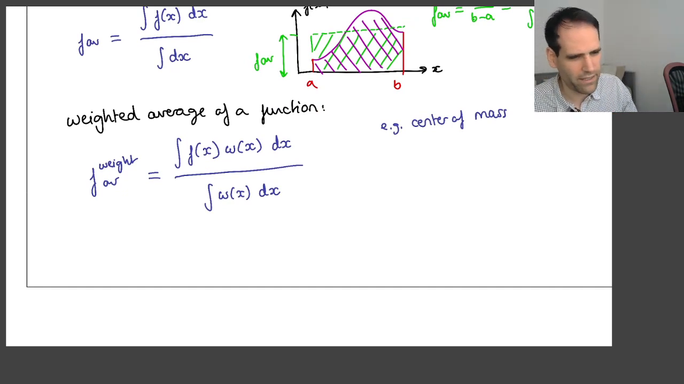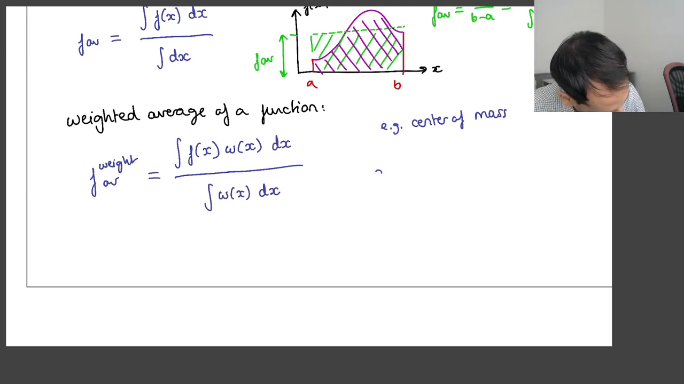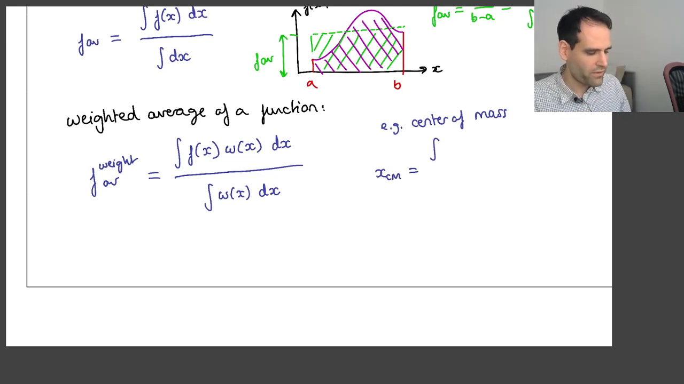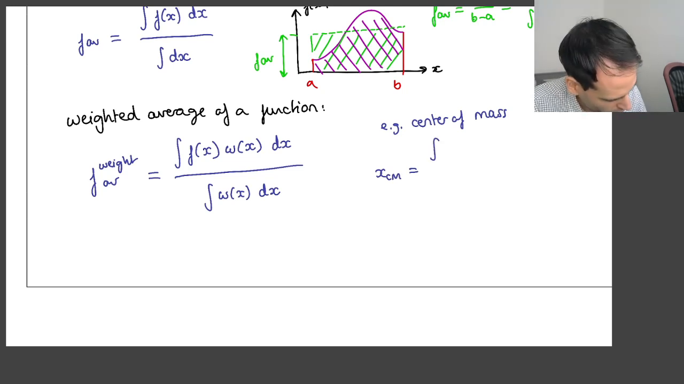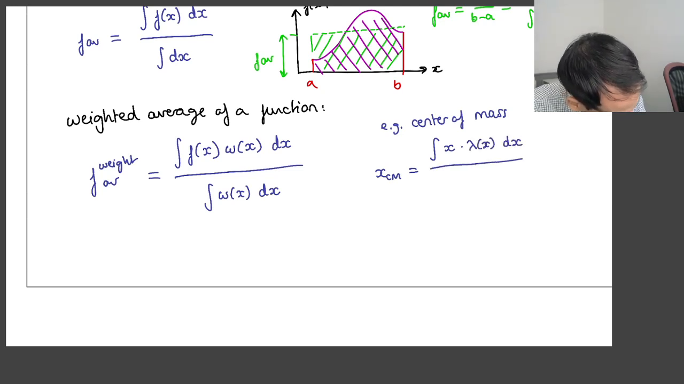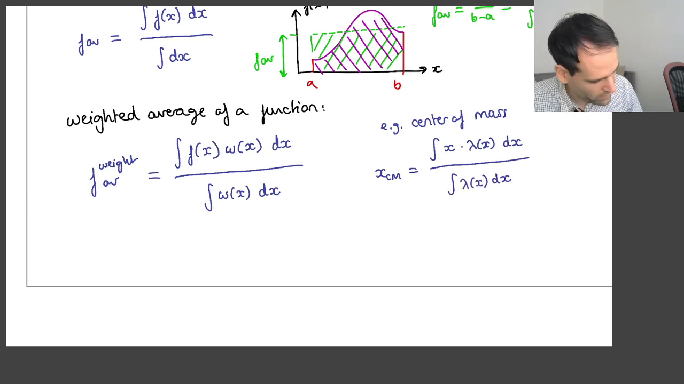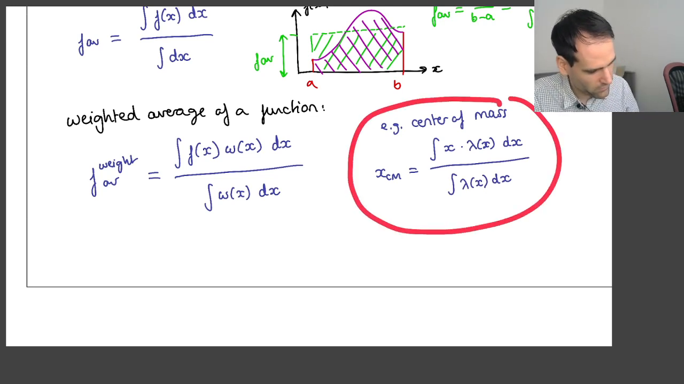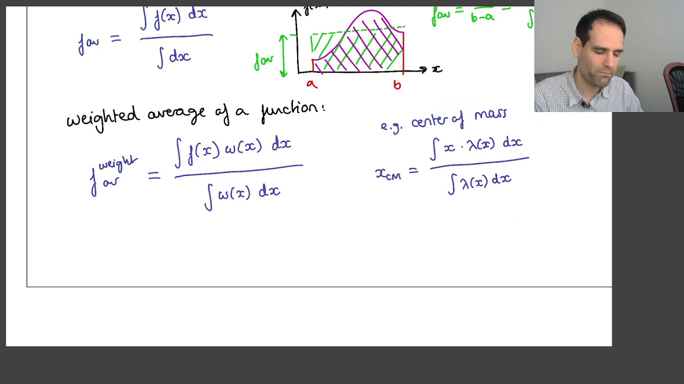Let me write it explicitly. The center of mass, x center of mass, is equal to the integral of the thing we are averaging, which is the position, x, but weighted by the density, lambda of x, with respect to x, and then divided by the integral of the weights, which is lambda x dx. Okay, so this will be the center of mass of a rod with linear density lambda x.